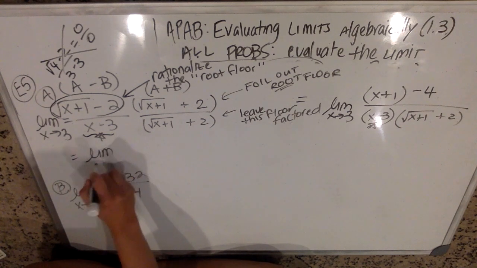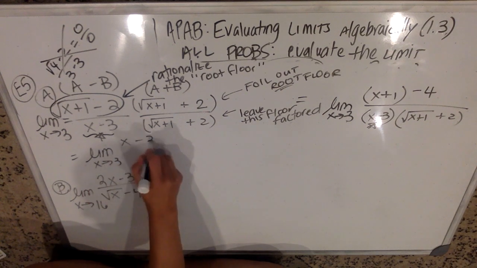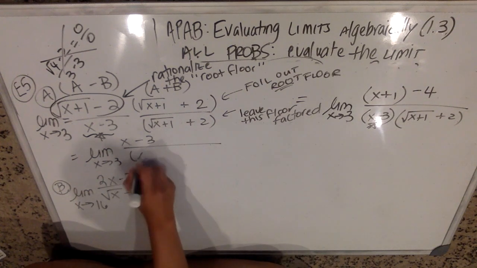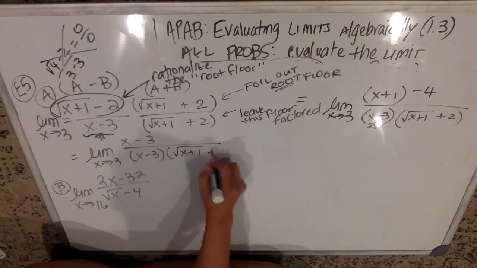So, totally not an accident. If it doesn't happen, it's you, not the math. Okay, so I get x plus 1 minus 4, which is an x minus 3. On the bottom, I also have an x minus 3 times this ugly root x plus 1 plus a 2.